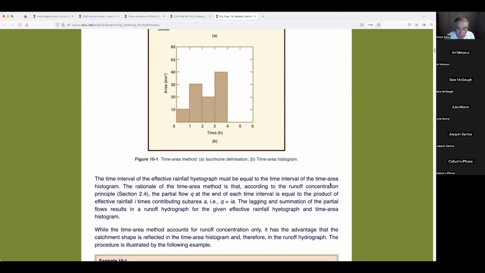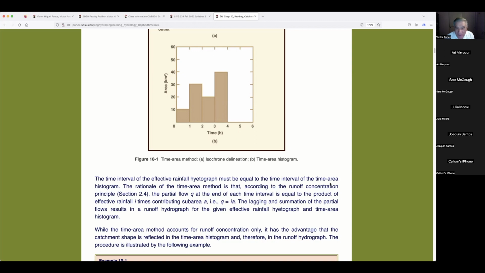The partial flow Q at the end of each time interval is equal to the product of effective rainfall I times contributing area. So Q equals IA. We know that to be a fact. That's a fact that was developed or discovered, I guess you could say, or stumbled upon, as the case may be, by Kuichling in 1889. So it's more than 100 years old.